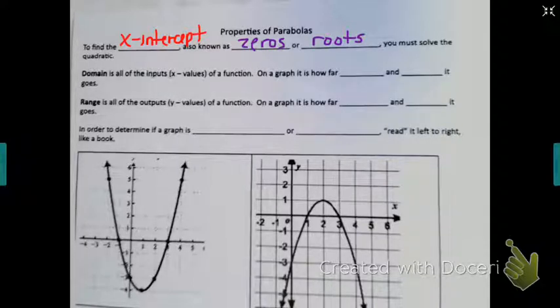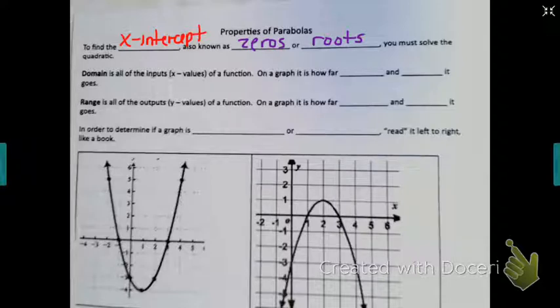You must solve the quadratic. What we're dealing with in this next unit a lot is solving the quadratic. We're going to find different ways to find the x-intercepts. If you can factor, you know how to find the x-intercepts because that's what we did today. But there's lots of different ways that we can find the x-intercepts for things that don't factor. Okay? So that's what that's talking about, x-intercepts.